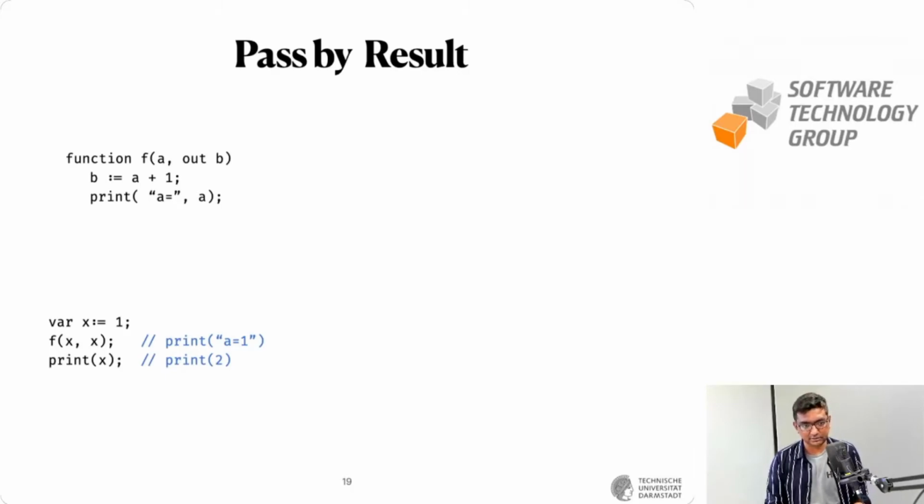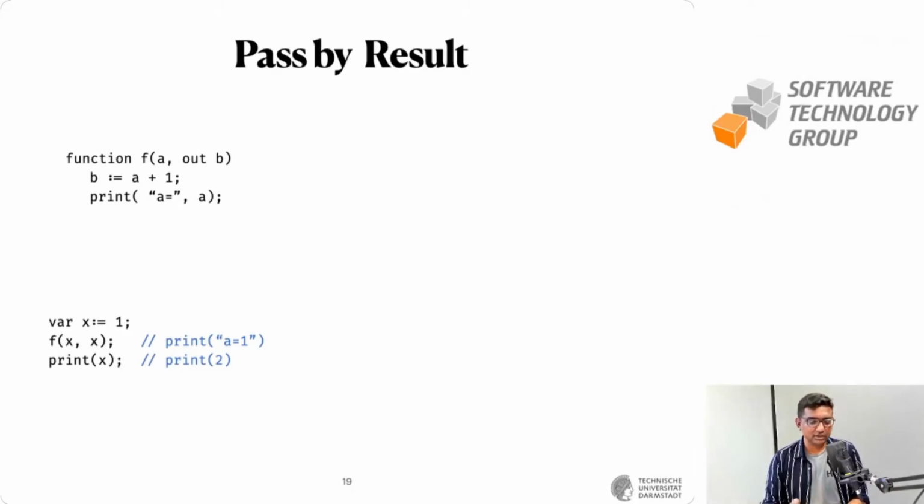But with pass by result, also called out parameters, the assignment happens from the callee back to the caller. Here is an example of an out parameter: function f, which takes in one parameter a and an out parameter b, and then the same computation happens, and you simply print only a here. Let's look at an invocation and what happens to the results.